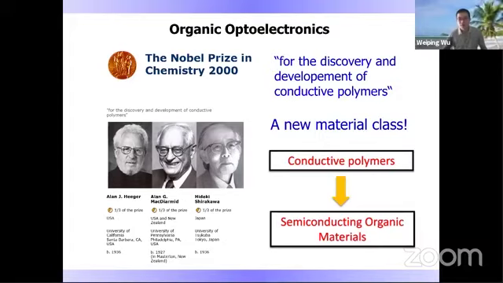So this conducting polymer has been regarded as a new class of material. In earlier years, since the 1980s, the main focus has been on developing and studying conductive polymers. But in the recent 10 years, the major focus and efforts have shifted towards semiconducting organic and polymer materials.